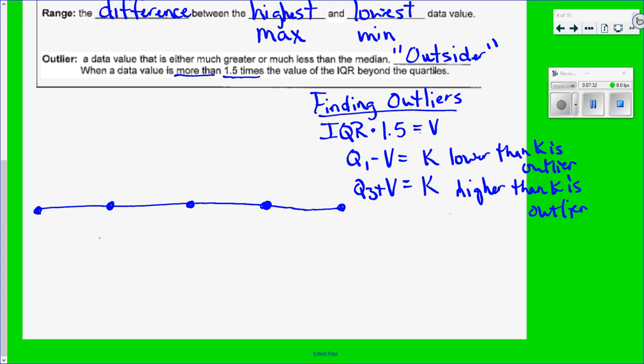The first point is going to be our lower extreme, the first piece of data in my data set. The second dot is going to be my Q1, my first quartile. The middle dot is going to be the median of my data set. The third dot is going to be my Q3. And the last one is going to be my upper extreme.